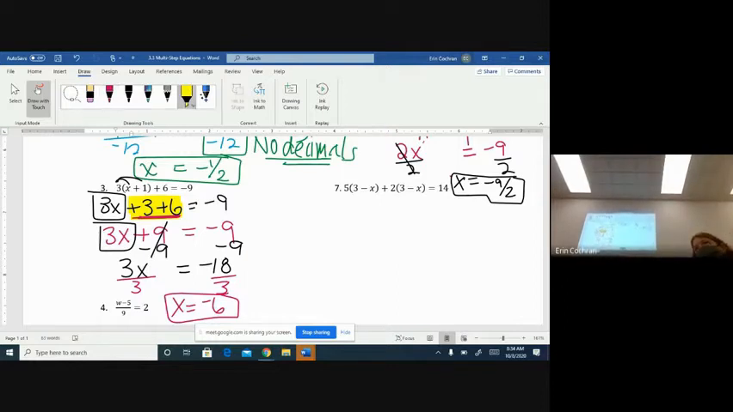Number 7. So what are you guys working on right now? What would be your first step? Distribute. Good. And I'm distributing 5 and a positive 2. Great. I'll let you guys do that.